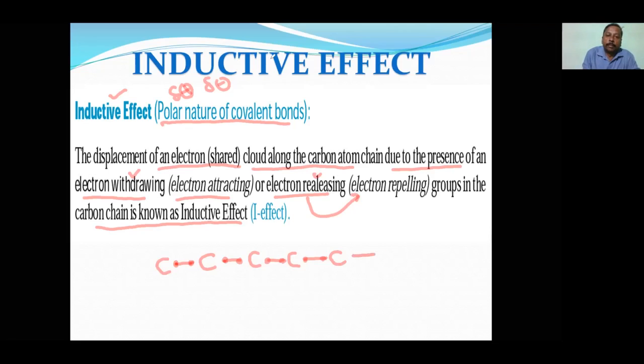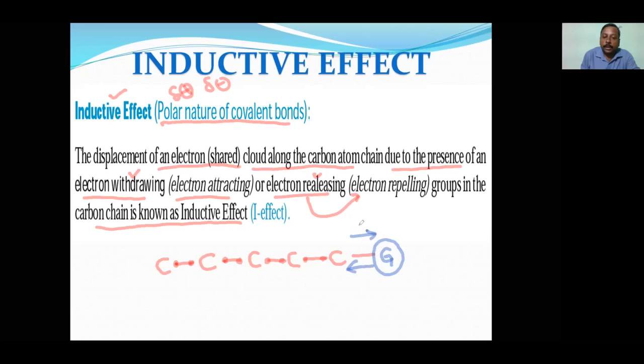Now, one fine day, what happened? Some new group G is added to it. And once I say it is a new group, definitely its electronegativity will not be the same as this carbon. So because of that, what happens? Electrons will be either pulled towards the group or released by the group. Both chances are there.